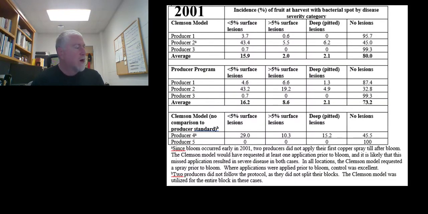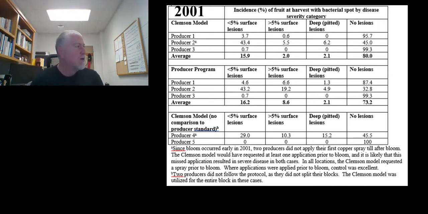Just to show you what it kind of looks like if you miss those pre-bloom applications. Again, this is somewhat anecdotal. This goes back to when we were testing almost 20 years ago, the Clemson model versus producer standard. We had a couple of producers that did not get in these pre-bloom applications. And I know that it's anecdotal, but nonetheless, this is what we observed.